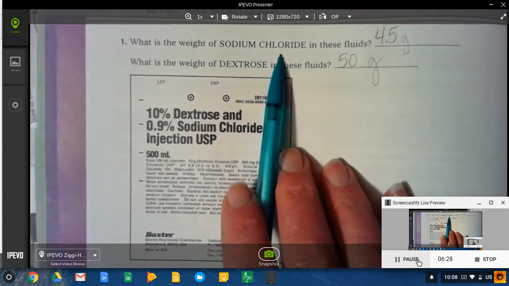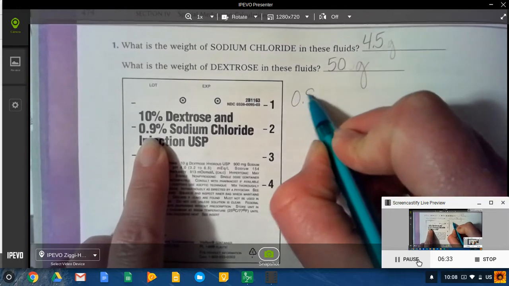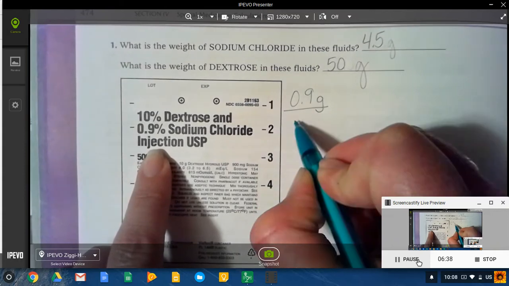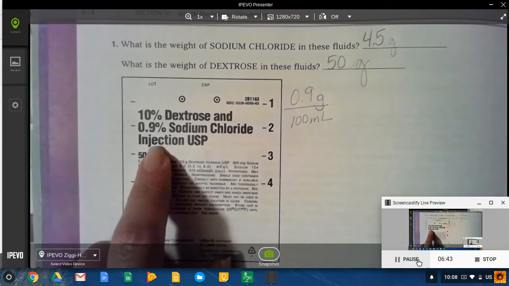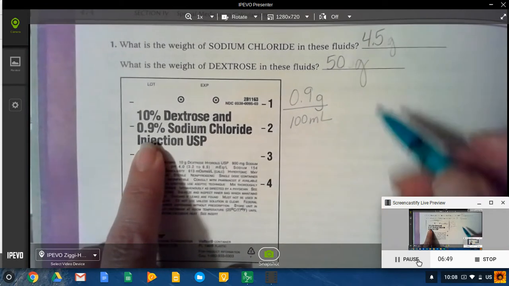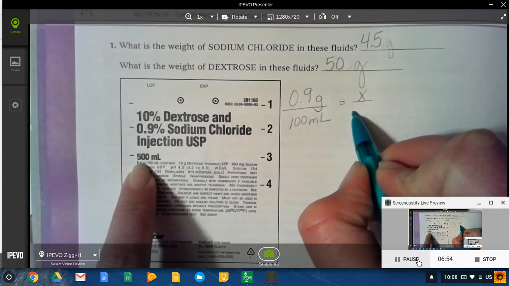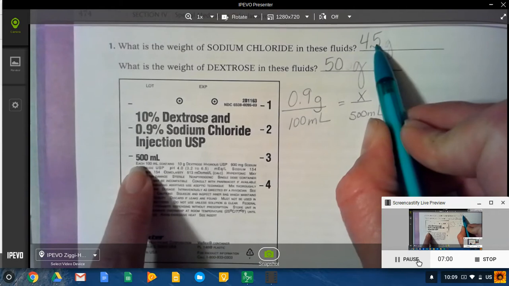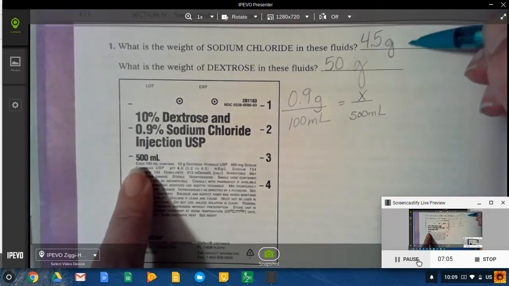So the weight of sodium chloride in these fluids. If we looked at our sodium chloride, it's 0.9, okay? We know that's 0.9 grams. We've learned that in 100 milliliters, okay? We learned that in the last chapter, that you always put over 100 milliliters. That's how much is in 100 milliliters. But we want to know how much is in 500 milliliters. Okay, so then you would do the math, you cross multiply, and you get 4.5 grams. That's how much is in as far as sodium chloride.